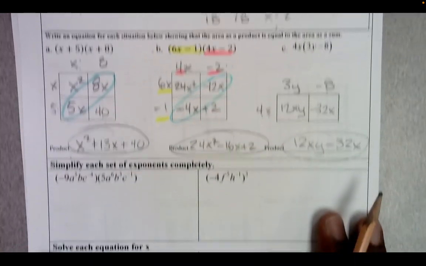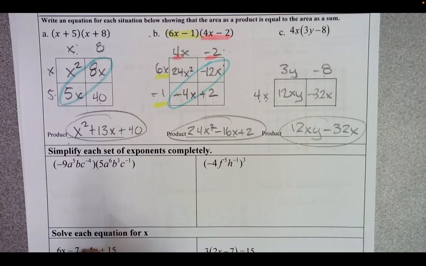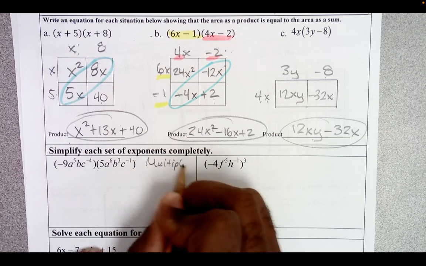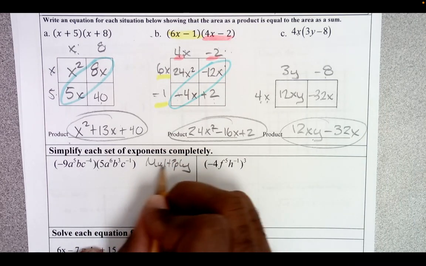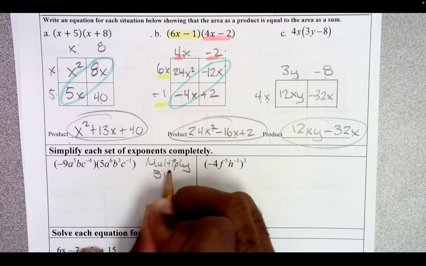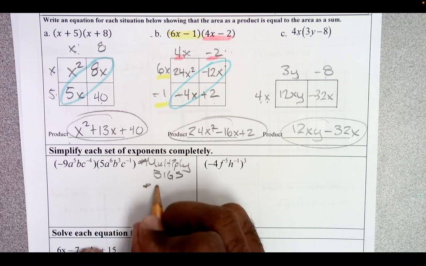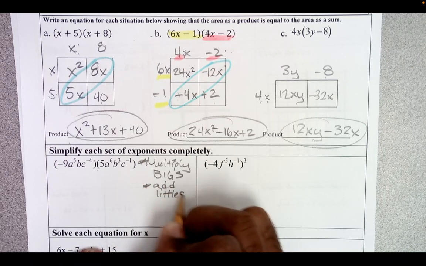All right, so scroll down a little bit. Okay, so now exponents. So remember with this one, multiply. It's smart to put this in your notes so that when you do this test, you have this to help you remember. Multiply the bigs, or the coefficients as we call them, and then add the littles, okay? Or basically add the exponents.